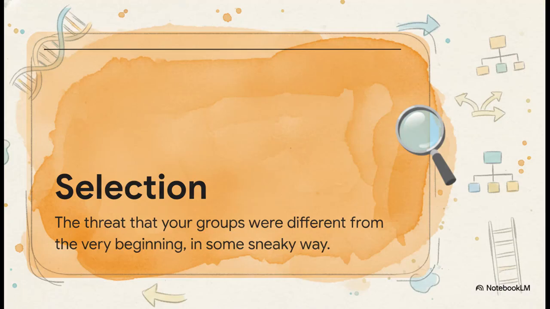And then you've got the big boss, the final villain, selection. This is the biggest danger in any study where you can't randomize. It's the risk that your groups were just different from the jump. Maybe the people who volunteered for your coffee study were already healthier, or more optimistic, or something you didn't even think to measure. This right here, this is the exact villain that randomization was born to destroy.